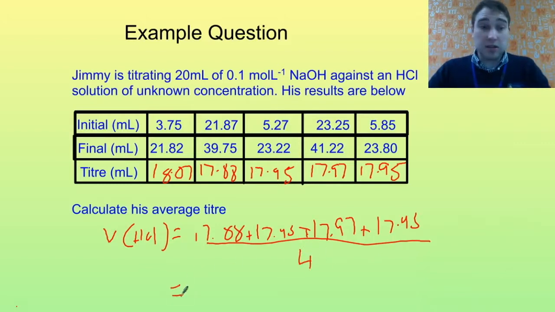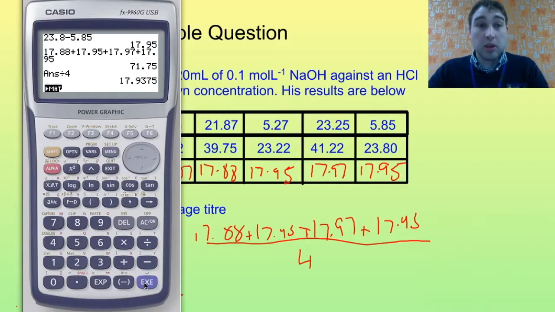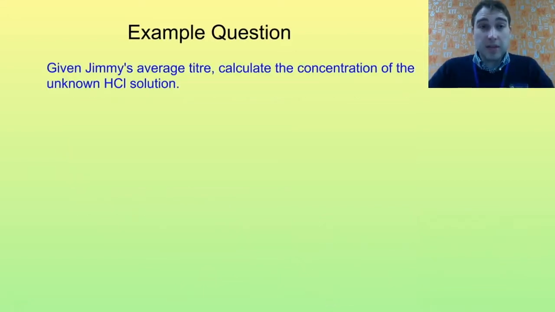So now I'll go to my calculator. So I get 17.94 if I round that off. 17.94 milliliters, and that equals 0.01794 liters, and that's the number we're going to use when we do our calculation. So now, given Jimmy's average titer, calculate the concentration of the unknown hydrochloric acid solution.